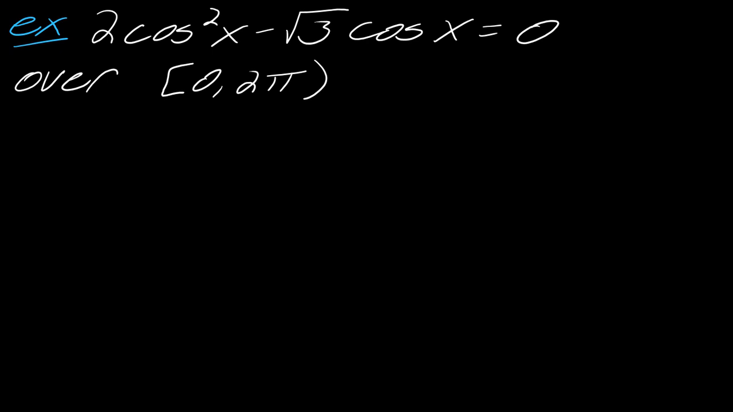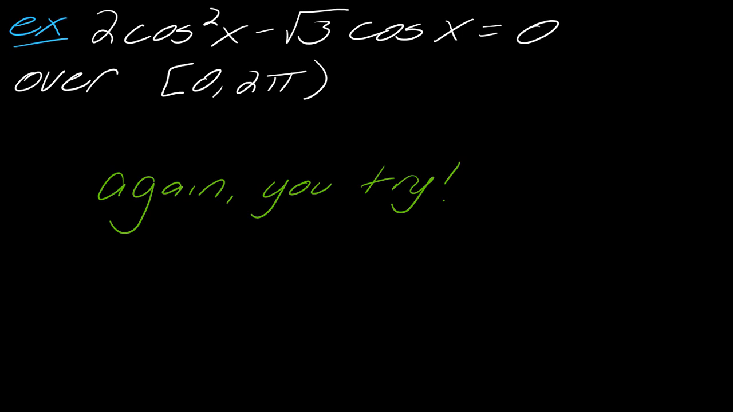Okay, so let's keep going with this. Let's look at some other ways we could have to factor. So what about if I have 2 cosine squared x minus square root of 3 cosine x? So I'm doing this over 0 to 2 pi. All right, so once again, I'm going to suggest that you try here. I think you could do this totally on your own. This one's a little bit different, but give it a go, see how you do, and then hit play when you're ready.